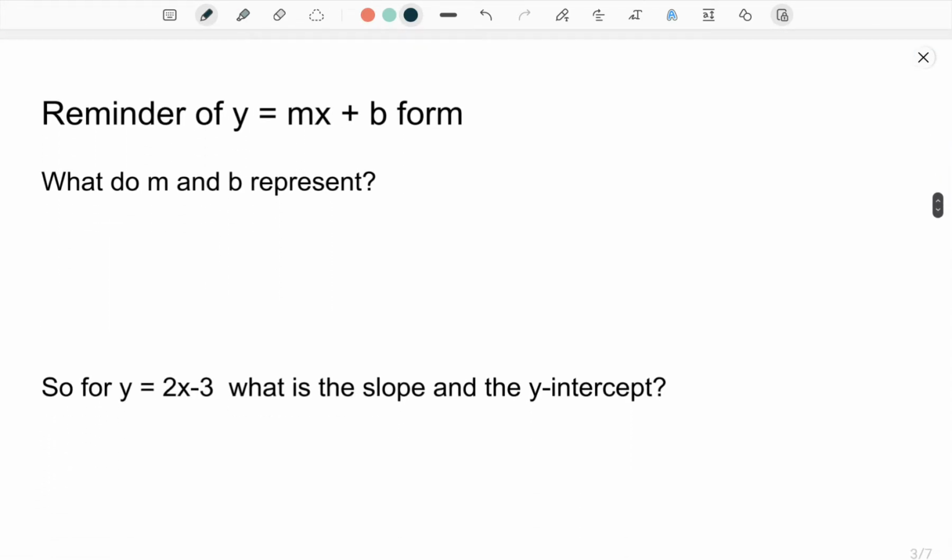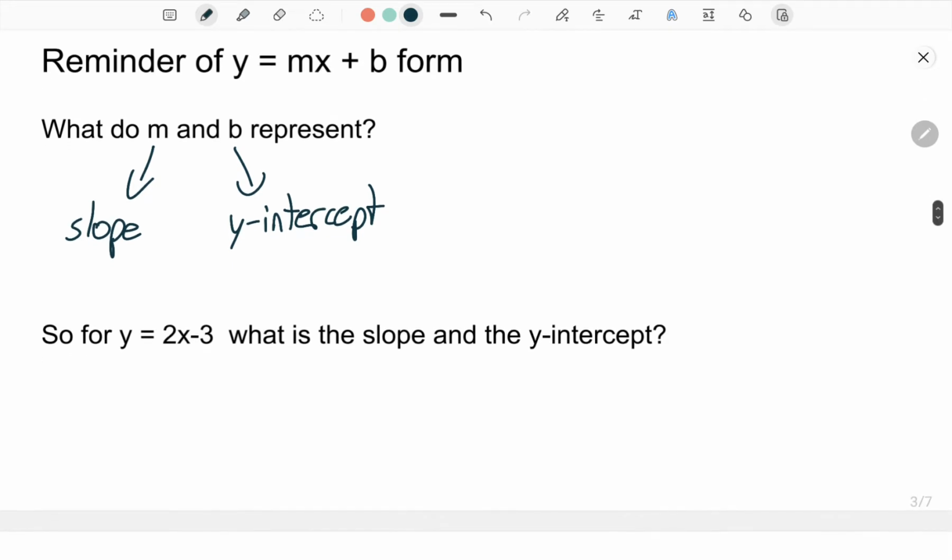Okay, so let's remind ourselves of mx plus b form. So what do m and b refer to? Well, m, this is the slope of your line, and the b, this is your y-intercept. So, for example, in the equation that we were just looking at, the 2 in front of y equals 2x minus 3, that would mean we have a slope value of 2. And the minus 3 part, that would mean we have a y-intercept of -3. And we use the letter b for y-intercept to represent that. Okay, let's see how we can actually make use of those two values to graph our line.